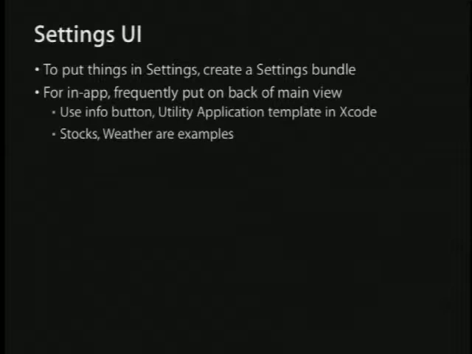Again, for really infrequent stuff, you can also put it in the back of the main view. You can flip over your view. There's actually a flip transition. Stocks and Weather does this. That's another place to put settings. And I think there's even an info button that UIKit provides to you. So if you want to do that flip, you just embed that button and tell it to start that transition.